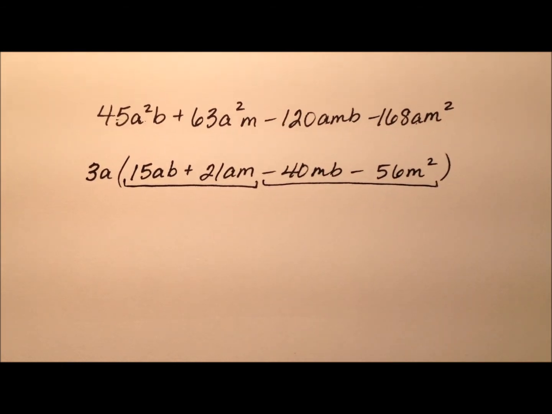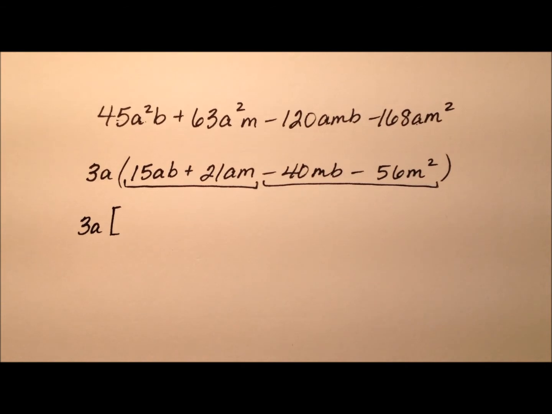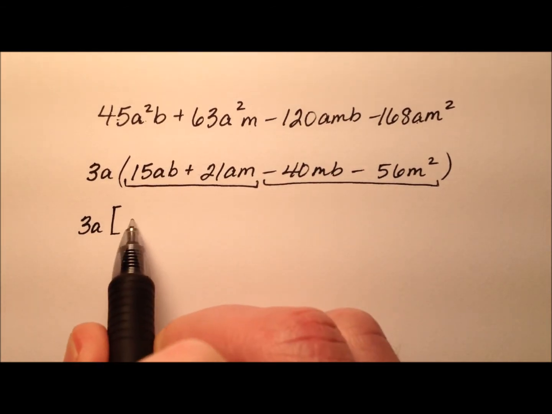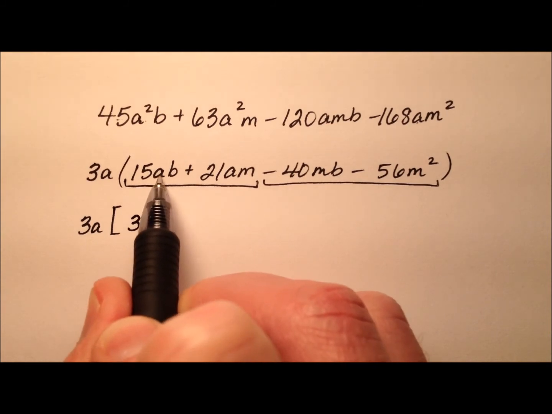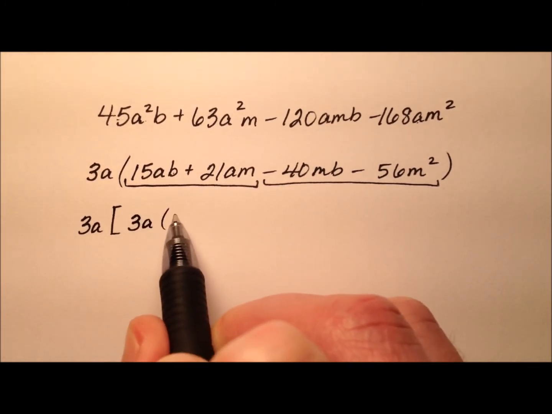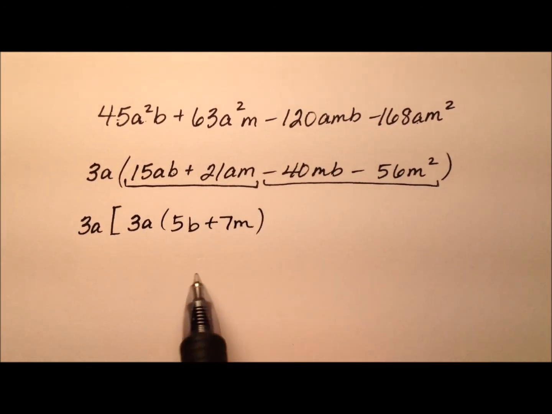All right, so I'm going to go ahead and do grouping now, and I'll group the first two and the last two together. So my 3A, which was my greatest common factor, will come along for the ride. And between 15 and 21, it looks like I can pull a 3 out, and AB and AM looks like another A. So 5B plus 7M.